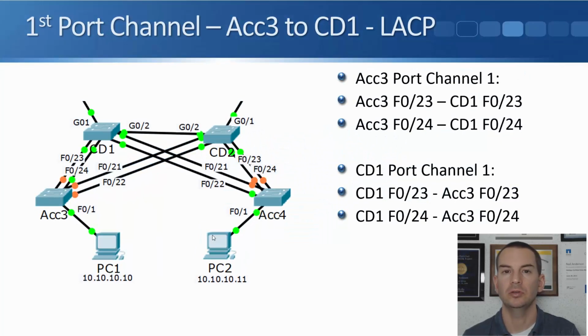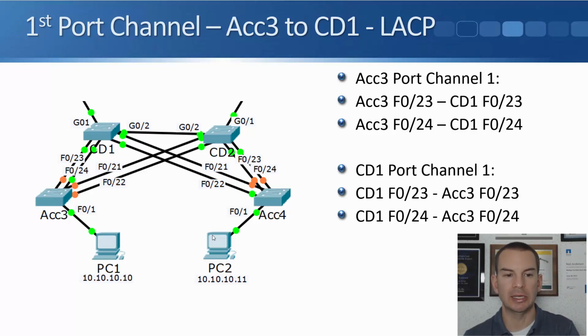In this section, you'll see how to configure port channels, EtherChannel, with a lab demo. I'm using the same lab topology that I used in the spanning tree section. We've got our two core distribution layer switches, CD1 and CD2, and a couple of access layer switches, access 3 and access 4. I've already set up the VLANs and the trunks. I've configured CD1 as the spanning tree root bridge primary, and CD2 as the spanning tree root bridge secondary.